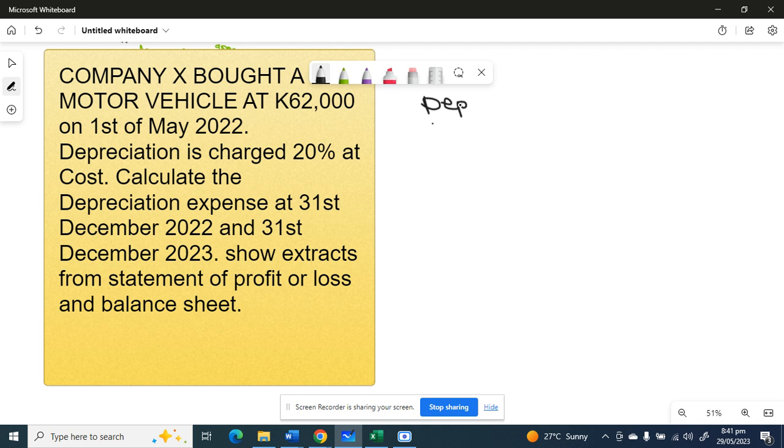So the depreciation expense is always going to be constant. Now, this depreciation expense that we are calculating is the yearly charge. Okay, this is the yearly depreciation expense charge. So we're going to say it is depreciation expense 20%, 20 over 100 of 62,000.